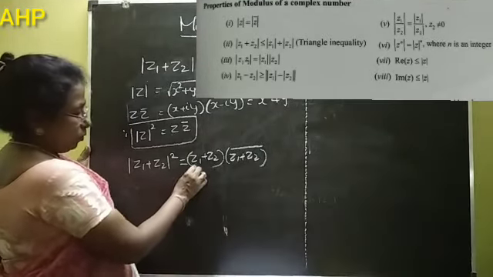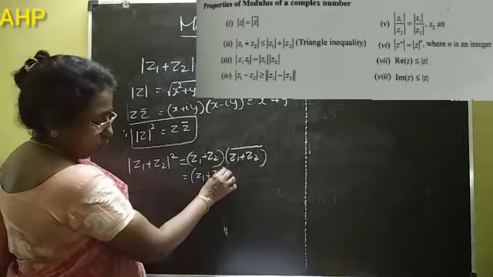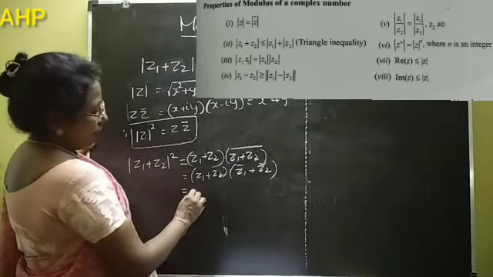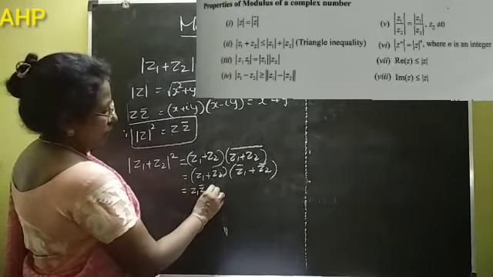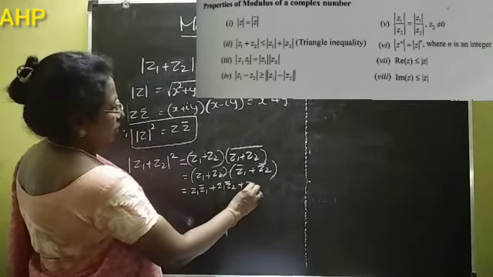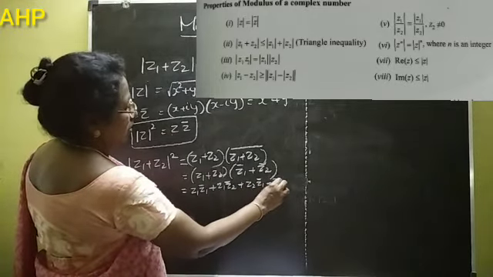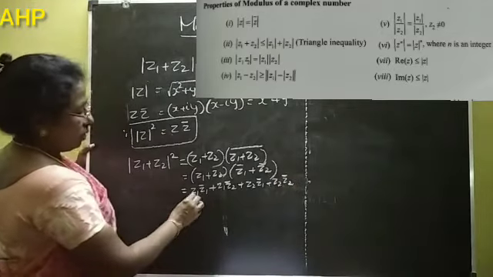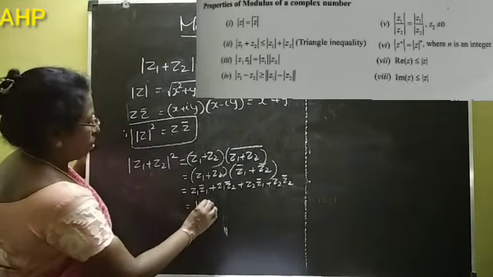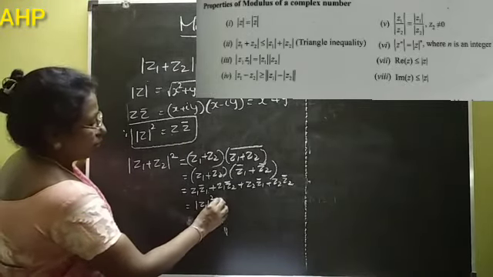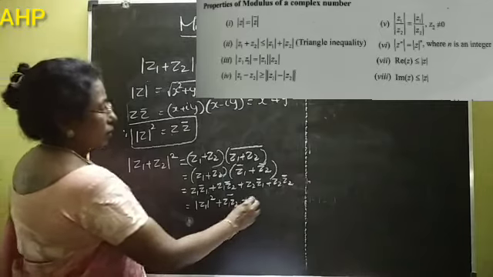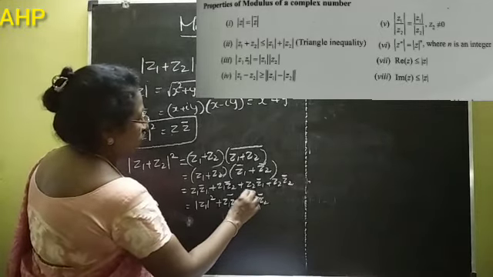Now this is equal to (z1 + z2)(z1 bar + z2 bar). We can multiply this and write z1 z1 bar plus z1 z2 bar plus z2 z1 bar plus z2 z2 bar. Now z1 z1 bar is equal to modulus z1 square. Now this is plus z1 z2 bar plus the bar of z1 z2 bar.